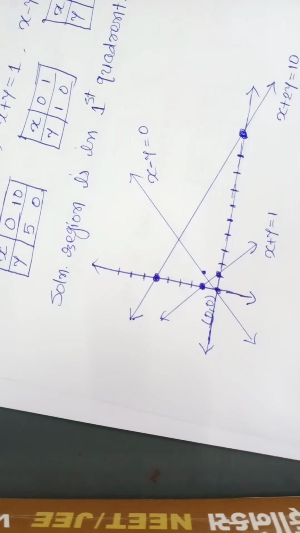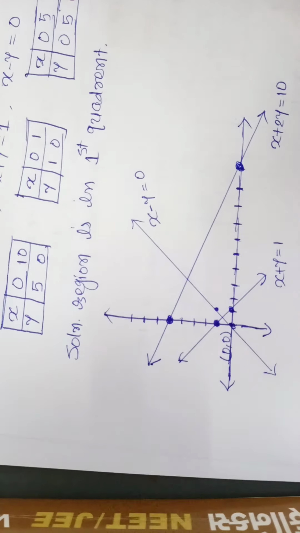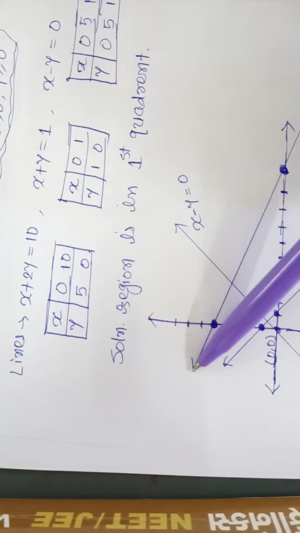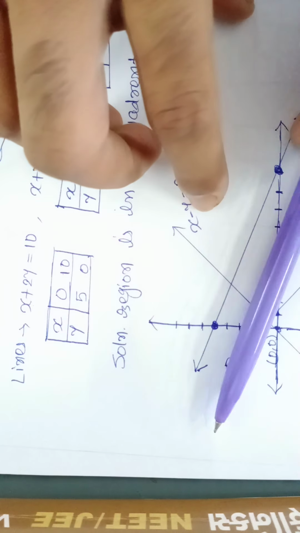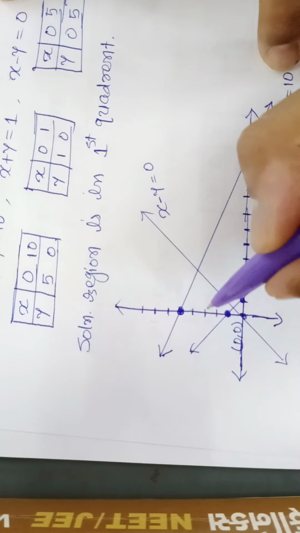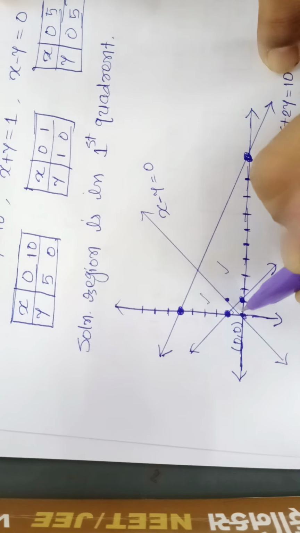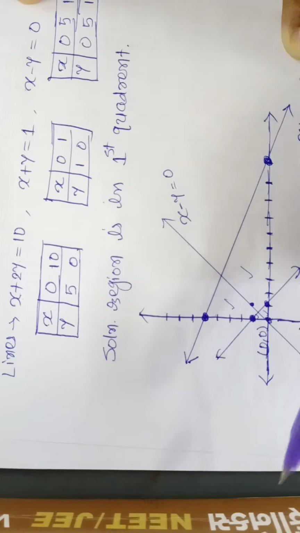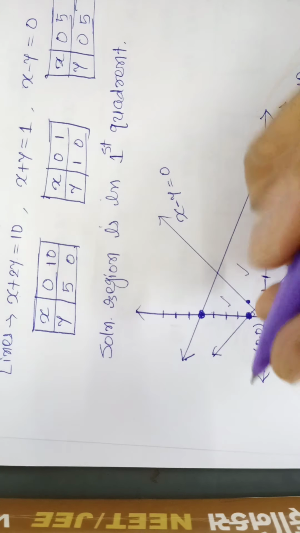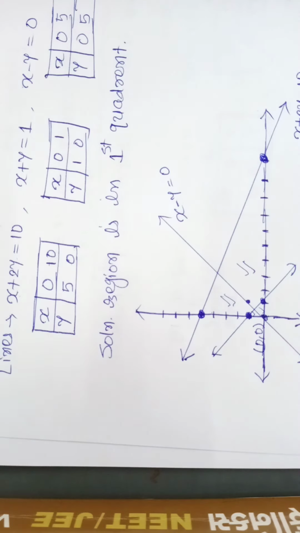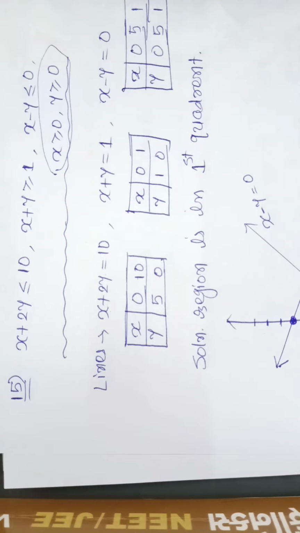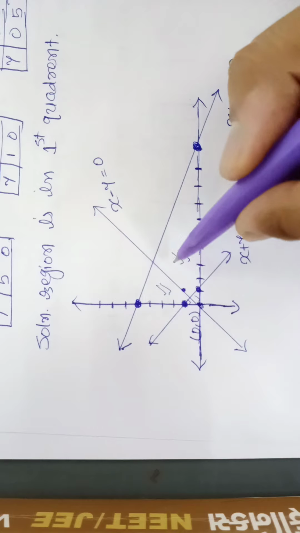Now how to decide the solution region is very interesting here. X plus 2y is less than or equal to 10, that's why this portion is the solution region. Less than or equal to 10 here, here, here or here. After that, x plus y greater than or equal to 1 means either here or maybe here. So these two conditions exist. Now x minus y less than or equal to 0, my dear friend. So the solution region is either here or here.